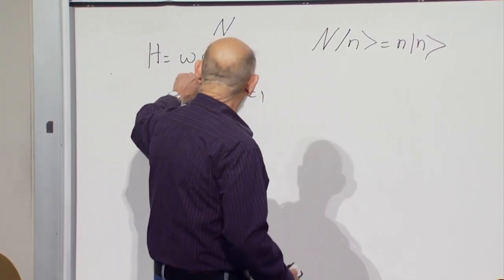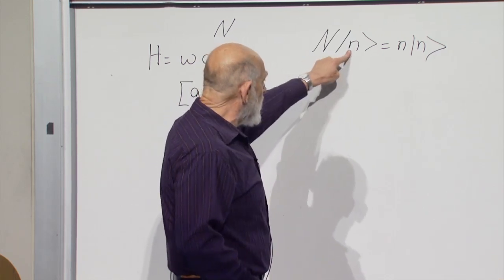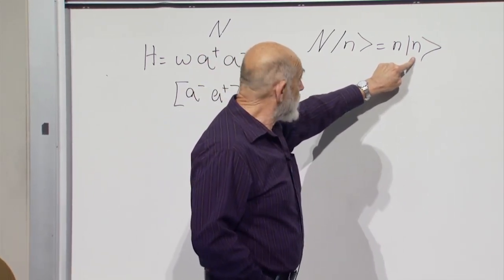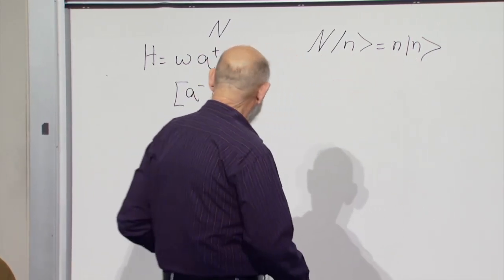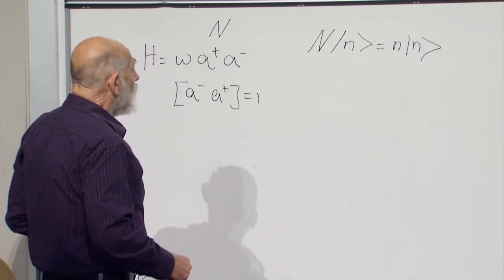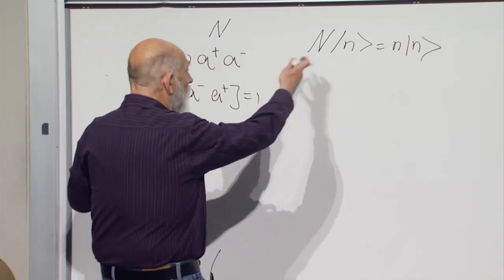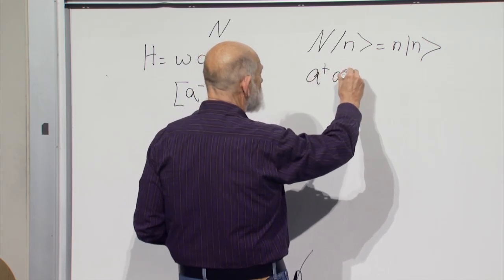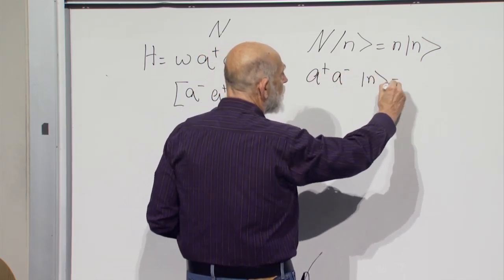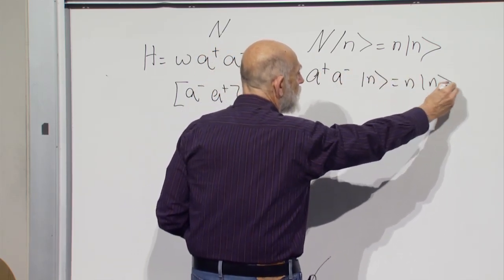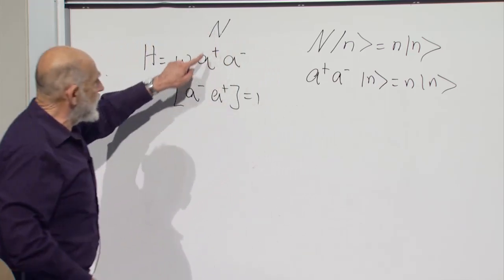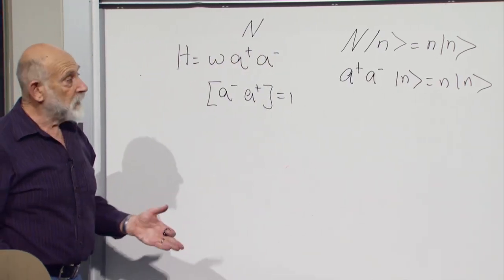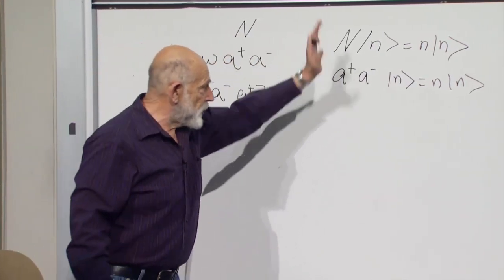Big N is an operator. It's a plus a minus. Little n is an eigenvalue. This is the eigenvalue equation. Okay, and we can also write it in another way. We can write a plus a minus on little n is little n times n. I've just written that big N is a plus a minus. These two equations are the same thing.